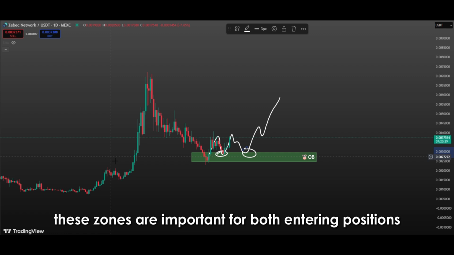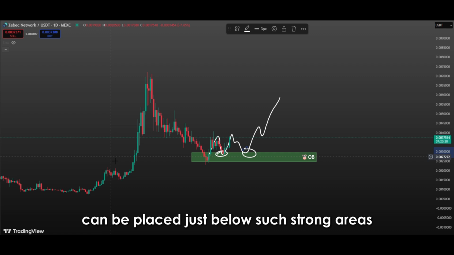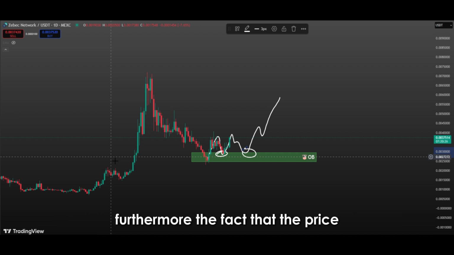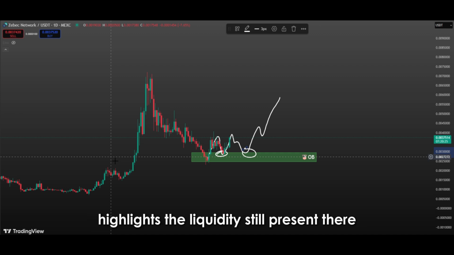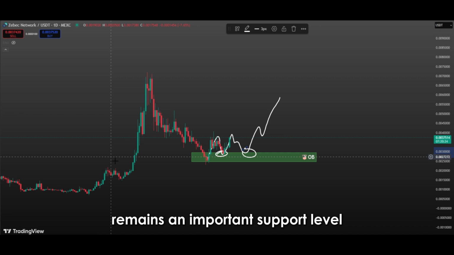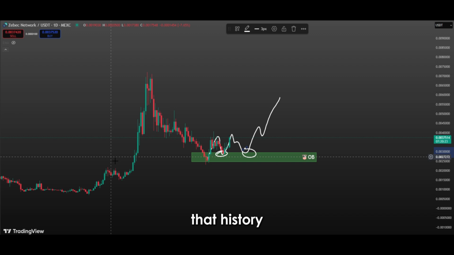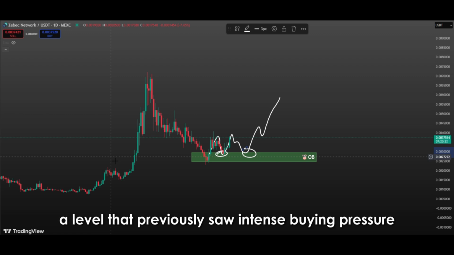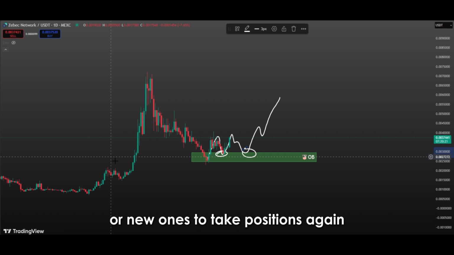Technically, these zones are important for both entering positions and managing risk, as stop-loss levels can be placed just below such strong areas to minimize potential losses in case of a breakdown. Furthermore, the fact that the price previously bounced sharply from this area highlights the liquidity still present there and indicates that it remains an important support level. The frequently cited principle in technical analysis that history repeats itself is relevant here.